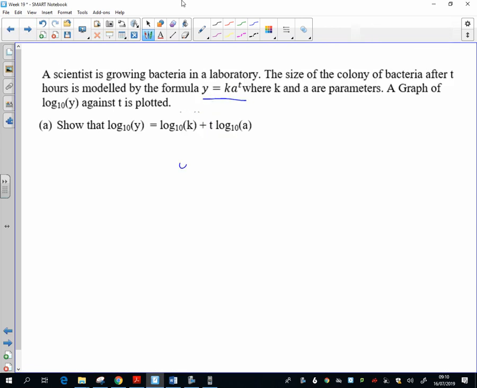We need to take this exponential model. So t and y are our variables, and a and k are two constants that we'll be asked to find later in the question. So they've taken logs, and they've specifically taken log to the base 10. So that's our first step. And then it's just using our laws of log.